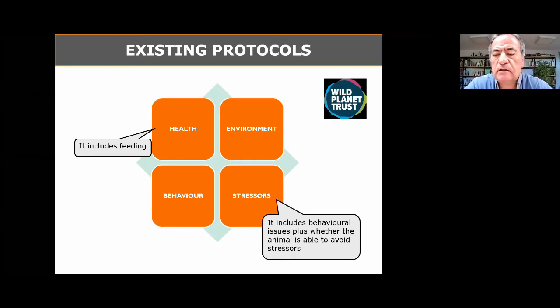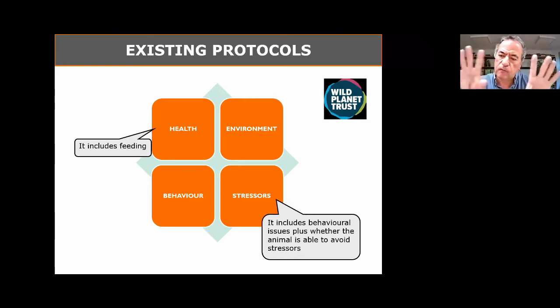But if you look at the protocol in detail, you will see that under health, there are some questions that refer to feeding, so both aspects, health and feeding, are covered. And then under stressors, they include many behavioral issues, plus one aspect that I like to emphasize, which is whether animals are able to avoid stressors. And this leads me to my next point in this first section of my talk.